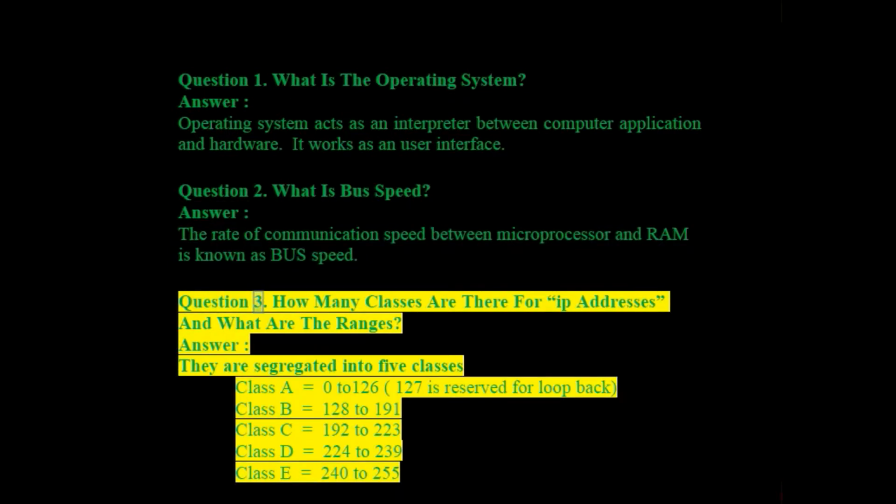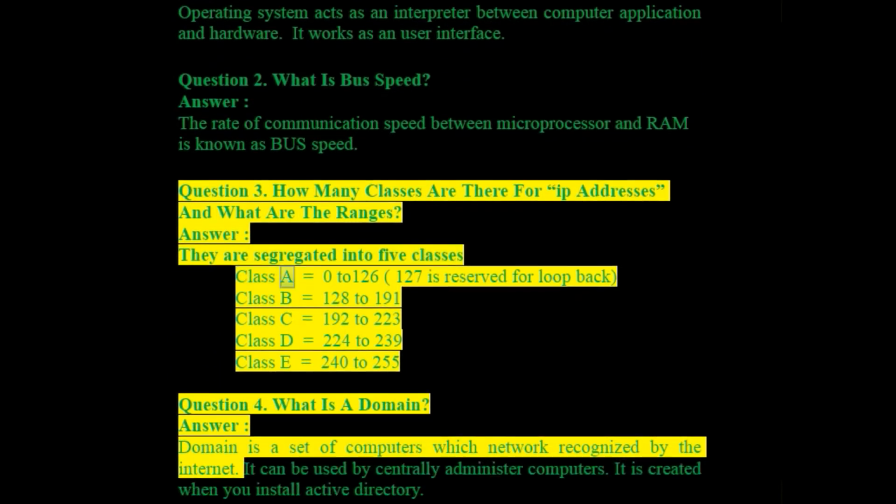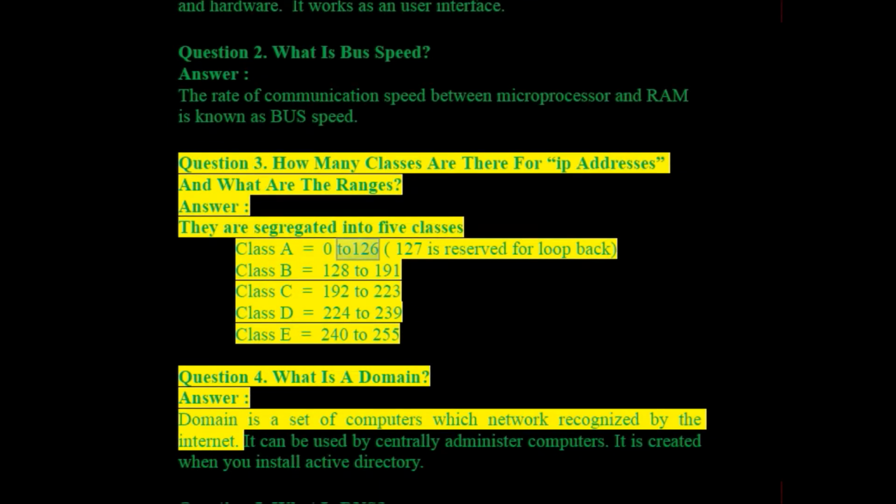Question 3. How many classes are there for IP addresses and what are the ranges? Answer: They are segregated into 5 classes. Class A equals 0 to 126, 127 is reserved for loopback. Class B equals 128 to 191. Class C equals 192 to 223. Class D equals 224 to 239. Class E equals 240 to 255.